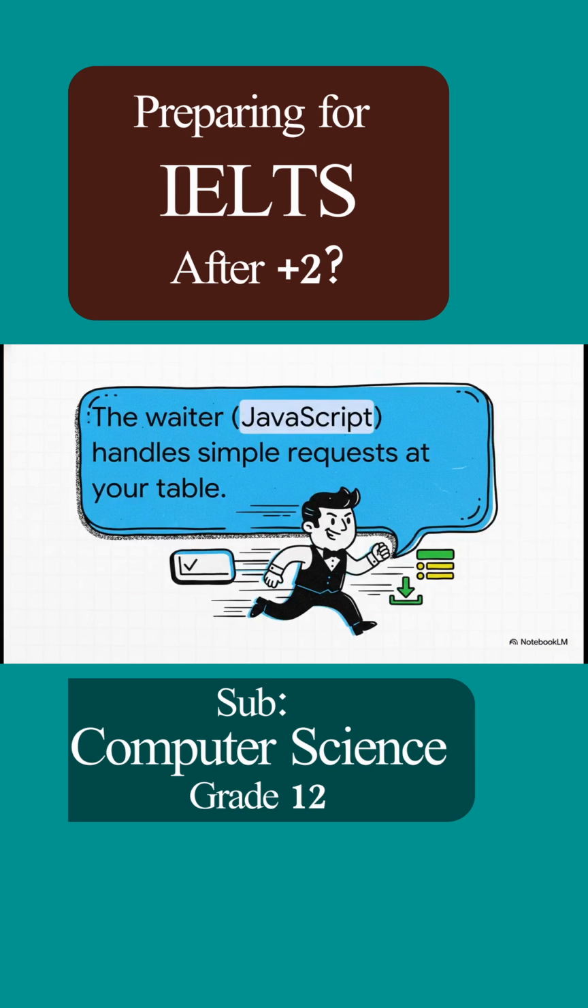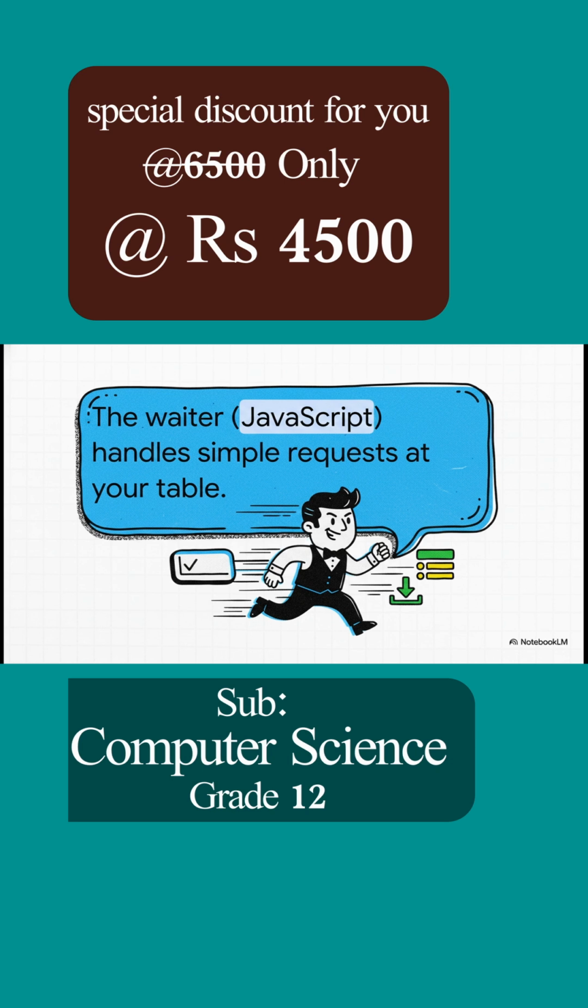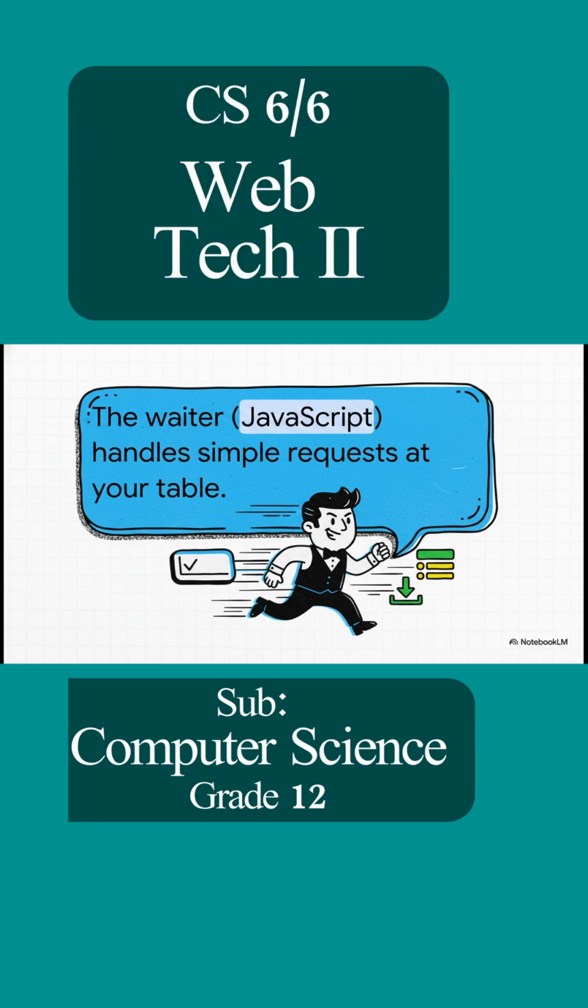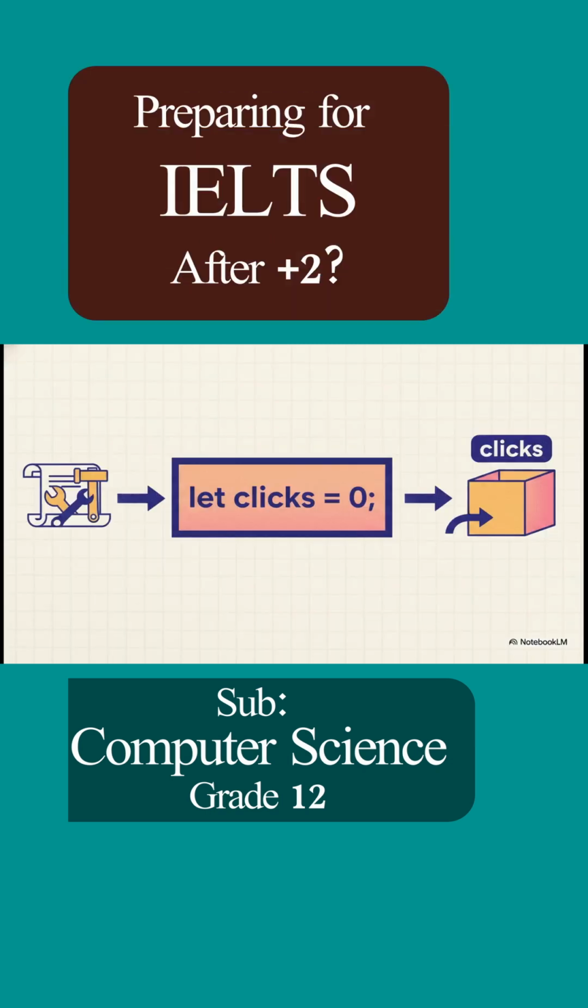Well, think about it. The waiter can handle a bunch of stuff right there at your table, right? They can take your order, refill your water, confirm what you said. That's JavaScript. It handles things like validating a form, making sure your email address looks right, or popping open a menu when you click. It's quick, it's responsive, because it doesn't have to run back to the kitchen for every little thing.